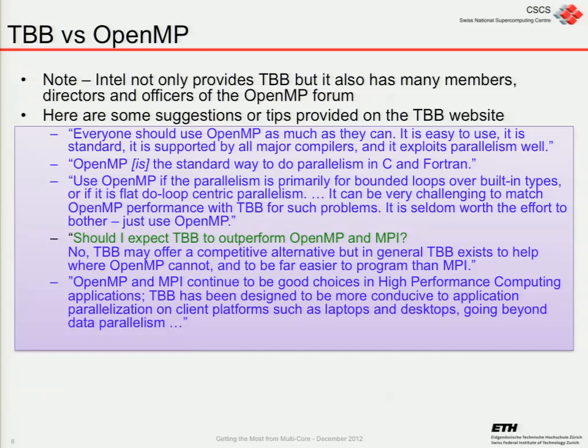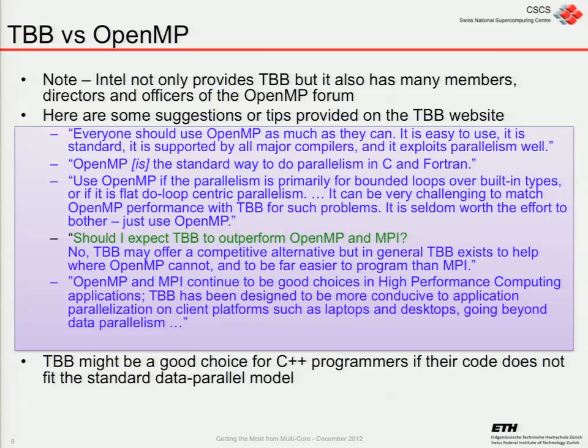And particularly also when you go beyond the straightforward data parallelism that typically in high-performance computing we're interested in, and you go on to more things such as task parallelism, or you might be interested in work sharing or similar. So if you don't fit the standard data parallel model, you may wish to look at TBB, but we're going to be talking here about OpenMP.